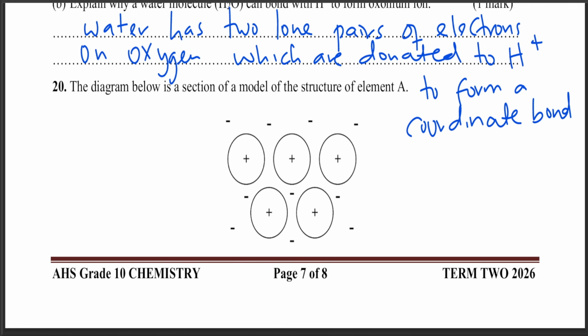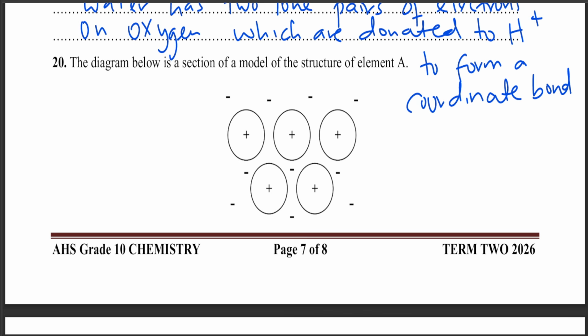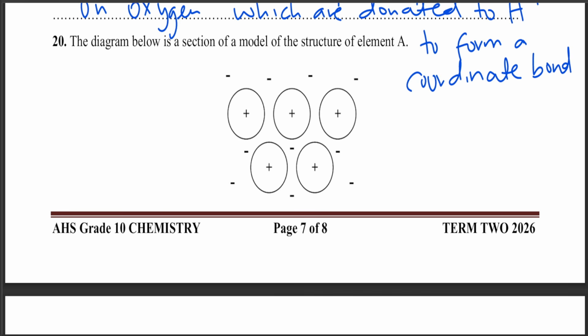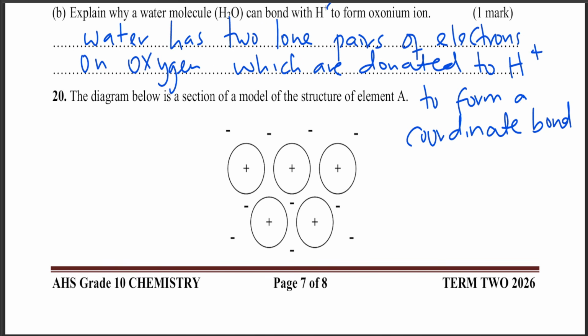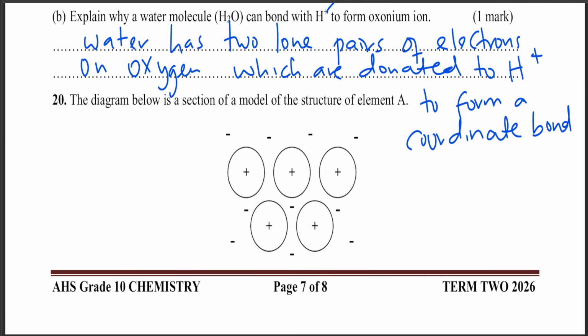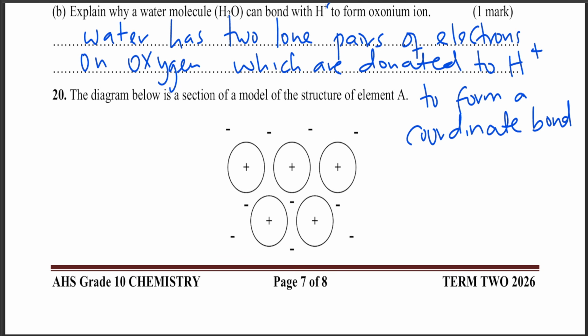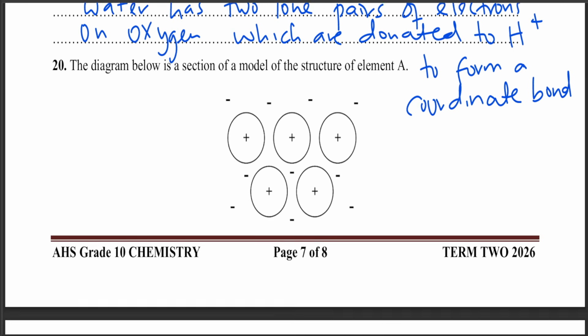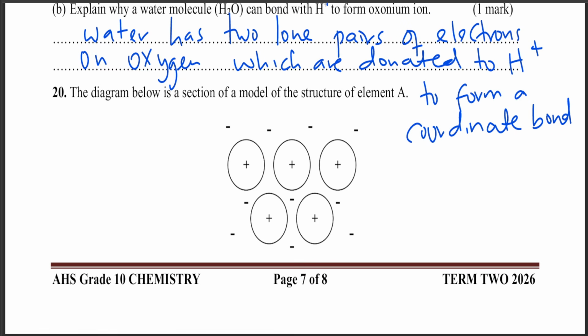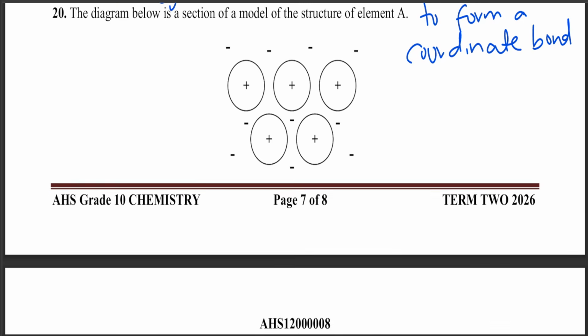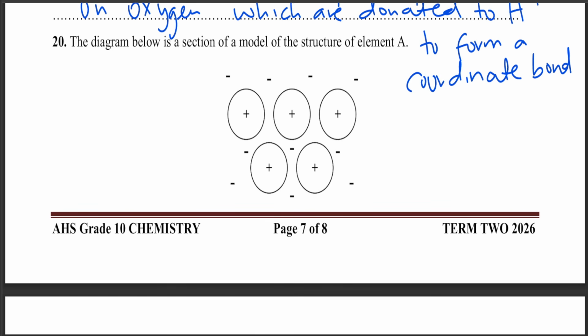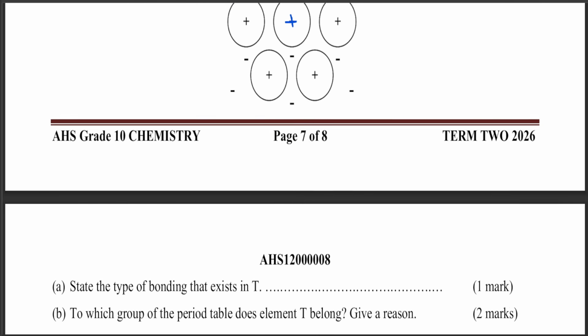Now, question 20. The diagram below is a section of a model of the structure of element A. Sawa. Kuna question ngapi sahi? Lakini wametunga maswali mingi. Hata grade 10 haifai watungie maswali haya bana. I don't know which element is that. Now plus minus, I think this is metallic bonding kwa sababu kuna plus na minus.